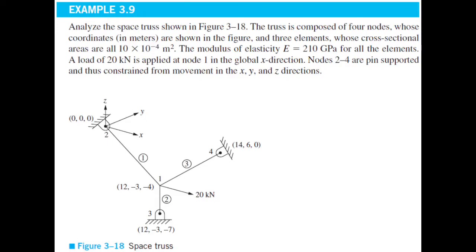So we got a 3D problem now. This one says analyze the space truss. So the truss is composed of 4 nodes. In meters, the coordinates, right?